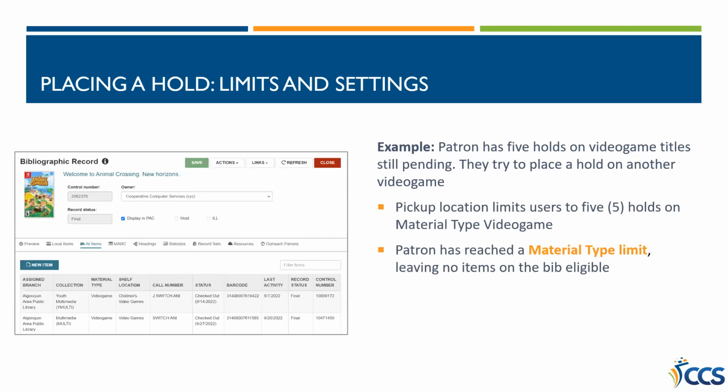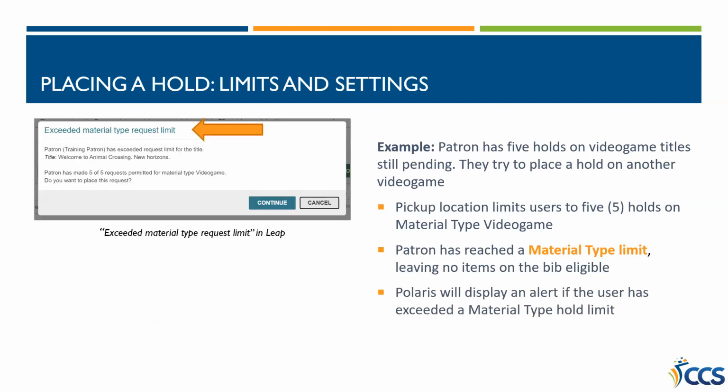Now, when they try to place that sixth hold, Polaris sees that they're at their cap and they're trying to place a hold on more video game items. So the patron is at their max for that material type. It's going to throw up an alert. And this is the alert staff will see in LEAP. So staff will see an alert that the user has exceeded the material type request limit. This message indicates the patron has reached the pickup location material type cap.